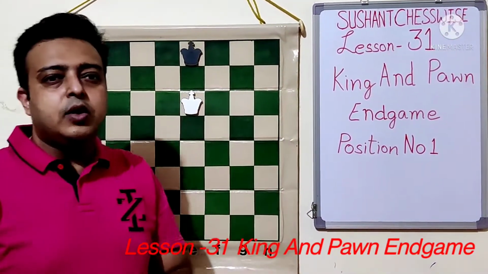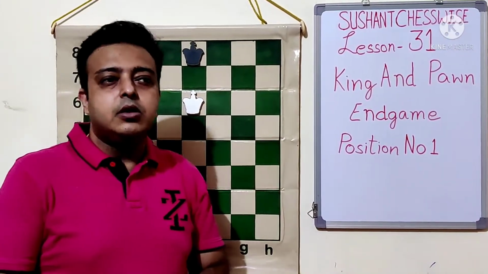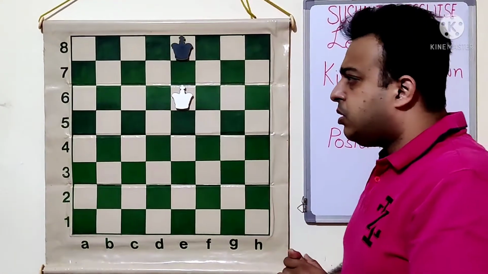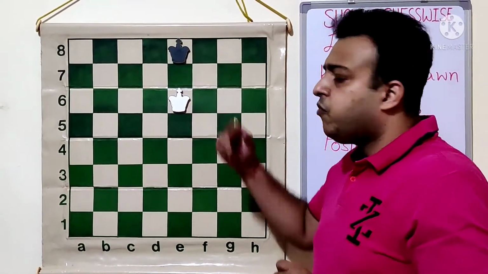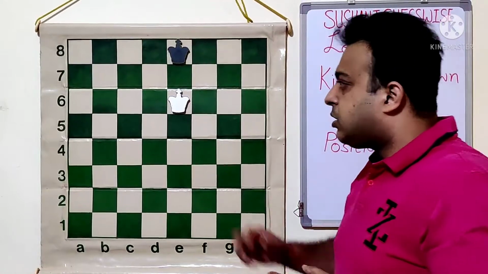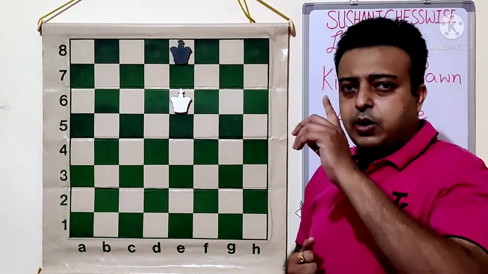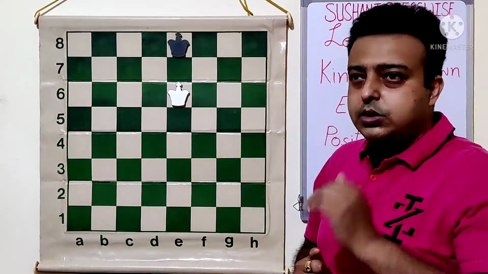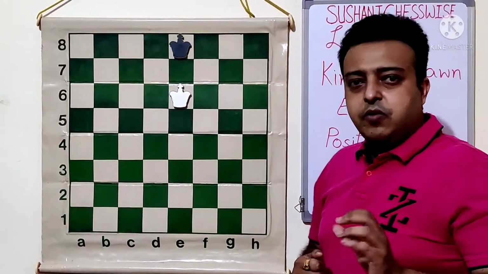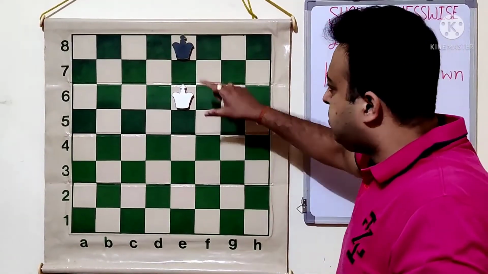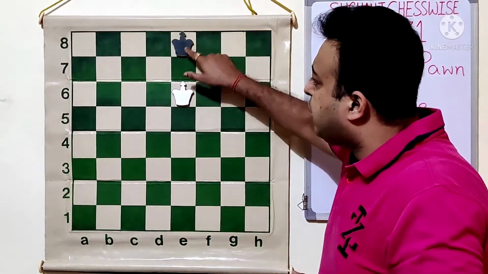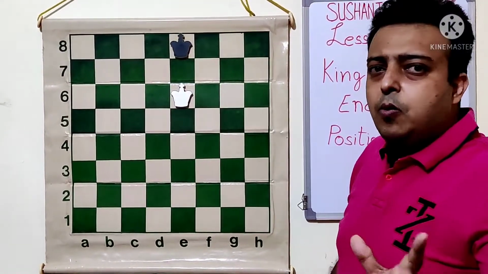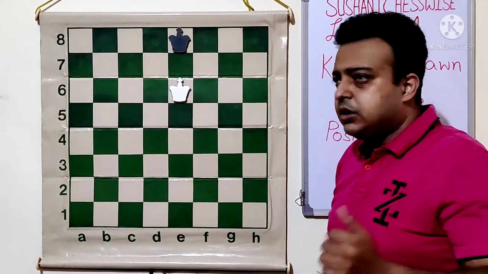Today onwards we are going to look at king and pawn endgames. For understanding king and pawn endgames, we need to know the concept of opposition very well. This concept of opposition I had discussed while doing the basic checkmates, king and queen versus king, and rook versus king. Here we will extend it a little further. Whenever the kings stand in front of each other and there is one square between them, we say that it's an opposition.